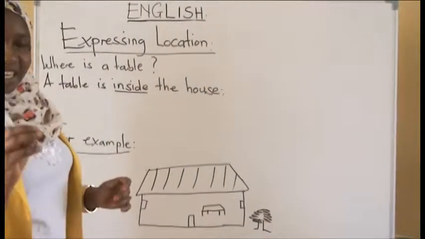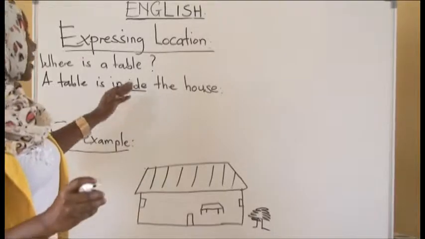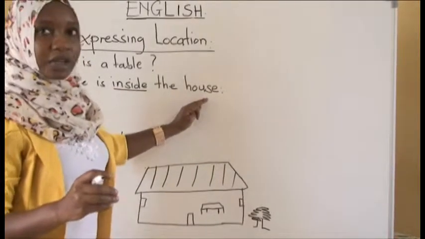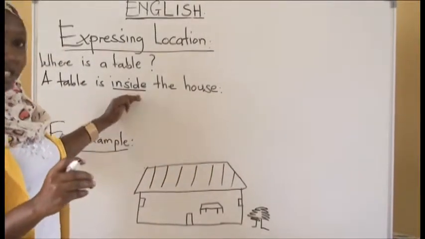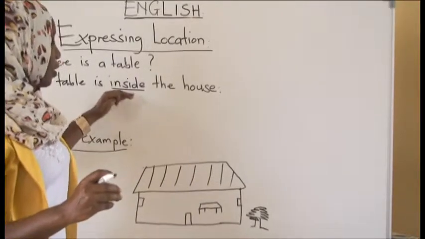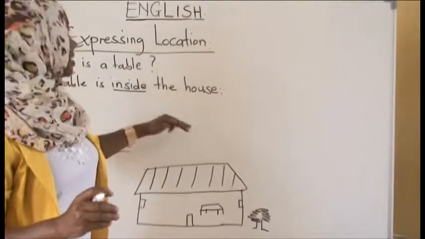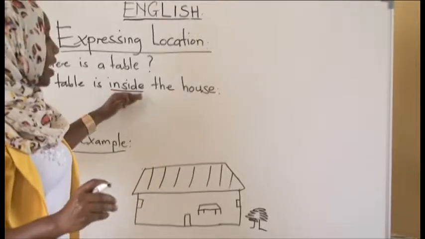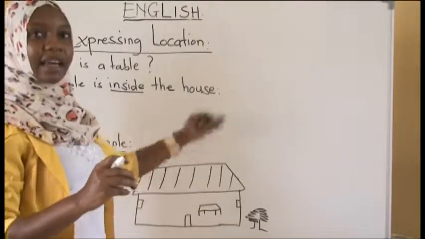We answer this question like this. A table is inside the house. So the word inside is the preposition that shows location, where a table is. It is inside the house.